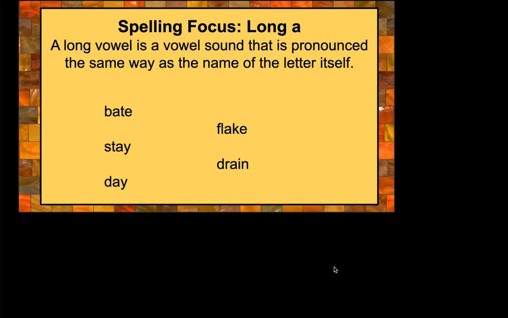So, our focus today will be the long A. A long vowel is a vowel sound that is pronounced the same way as the name of the letter itself. So the long A says A. Repeat after me. The long A says A. Like in bait, stay, day, flake, drain.